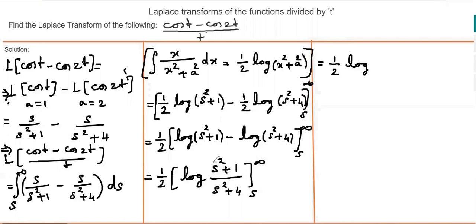In the numerator, just take s square outside, so we'll have 1 plus 1 by s square. Why do we have to apply this method? See, the upper limit is infinity. If you apply infinity here, it is undefined. Undefined over undefined will be the value, so we can't apply it there.